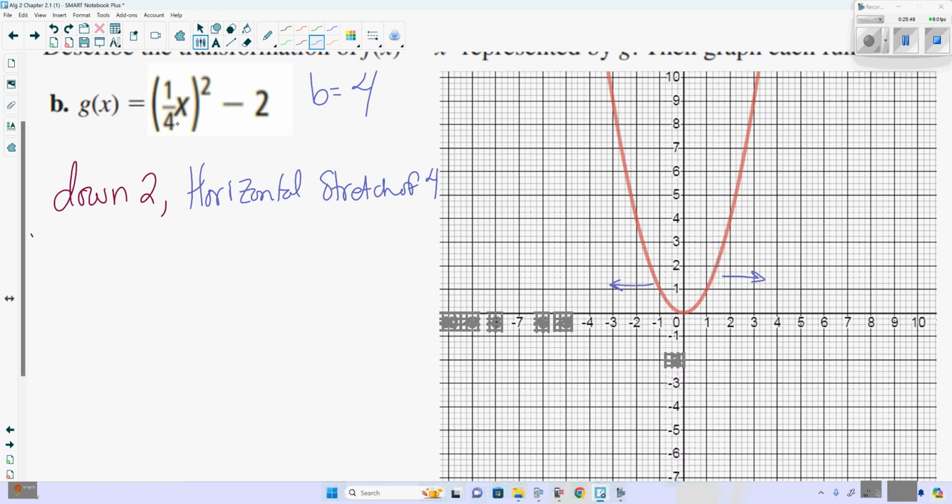Questions on this here? So really, when we have a value in place for the horizontal stretch or shrink, before we even try to figure out which, take it, flip it, see what that is. If that value is greater than 1, it's a stretch. If it's between 0 and 1, it's a shrink horizontally. Questions on this here?